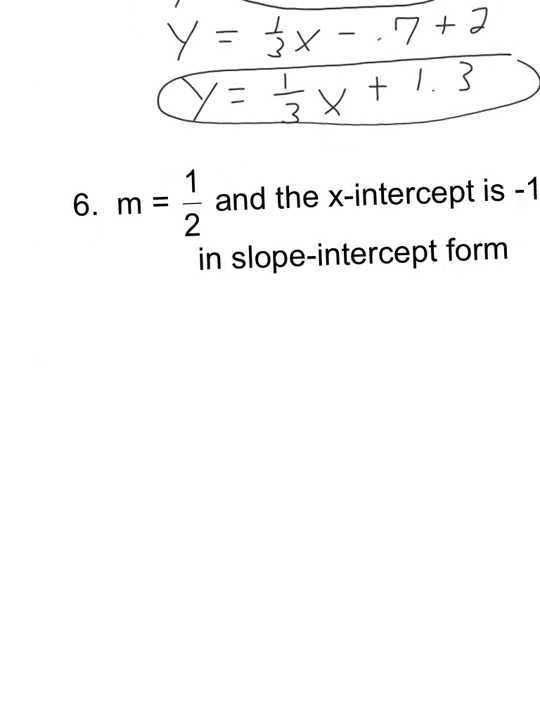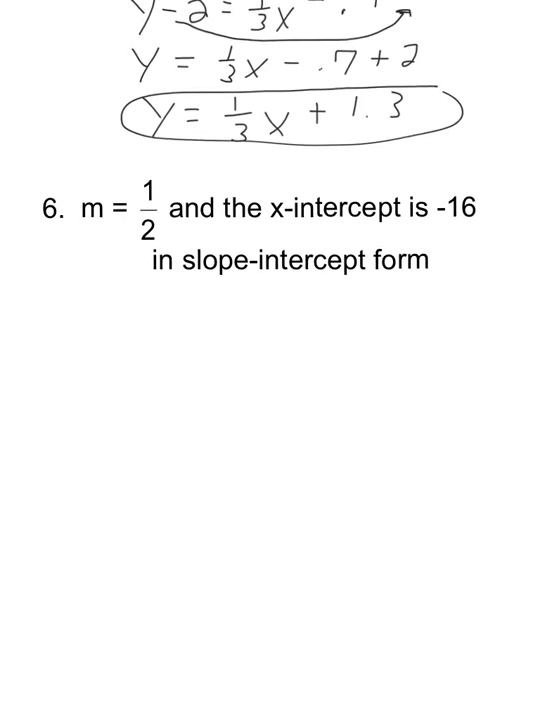Number 6. On number 6, we have our slope and we have an x-intercept. Now, just as we stated, for it to be an x-intercept, that's where it's touching the x-axis. Anywhere along the x-axis, my y value is 0. So with that being the case, for it to be an x-intercept, I went over -16 to the left and up 0. So that would be my coordinate.